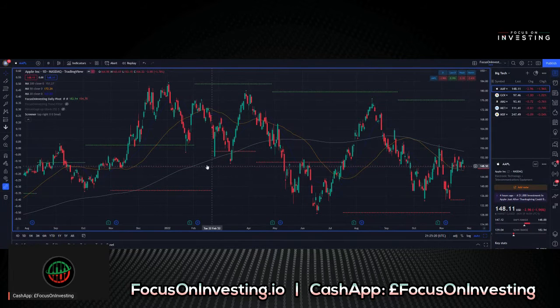The other thing we want to look for next is our moving averages, right? Our moving averages give us an indication of what the average price is over a given number of days. We have three different moving averages here: the 200 simple moving average, the 50 simple moving average, and the 20 simple moving average. The 200 gives us the average price over 200 days, the 50 gives us the average price over 50 days, and the 20 gives us the average price over 20 days.